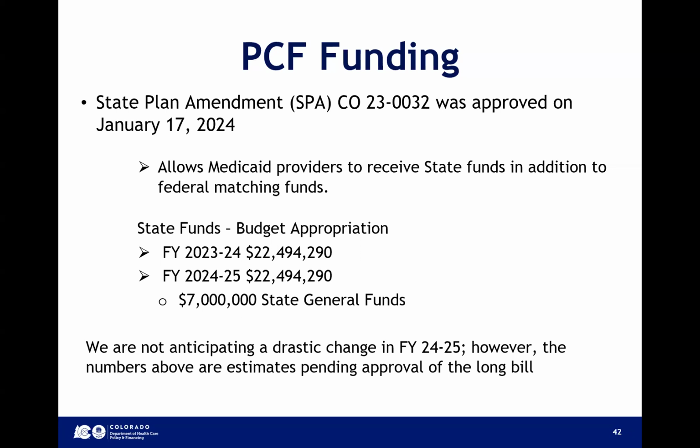So the state funds appropriation for fiscal year 24-25 is set at the same dollar amount as fiscal year 23-24, so that 22.4 million. The Joint Budget Committee met the week of March 4th and voted to give us a $7 million award from the state general funds. So that's very exciting for clinics. Keep in mind the numbers for fiscal year 24-25 are just estimates pending the approval of the long bill.